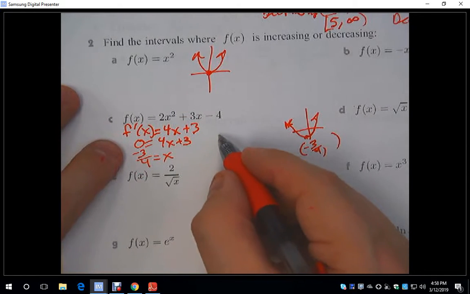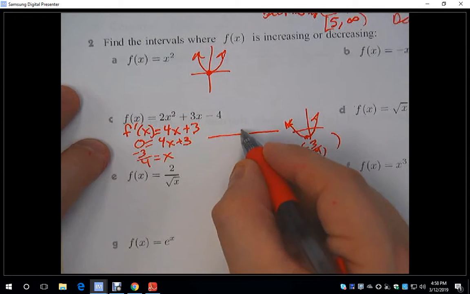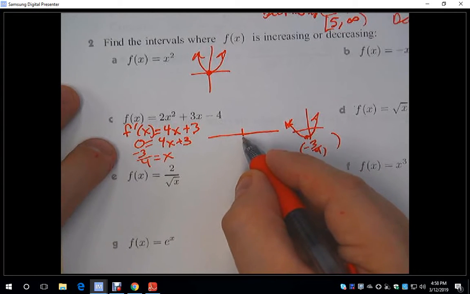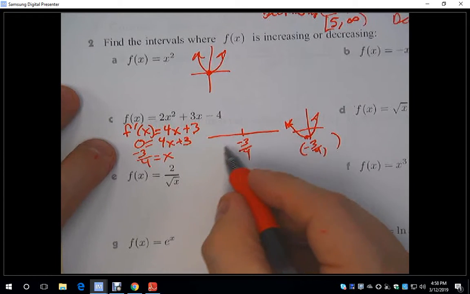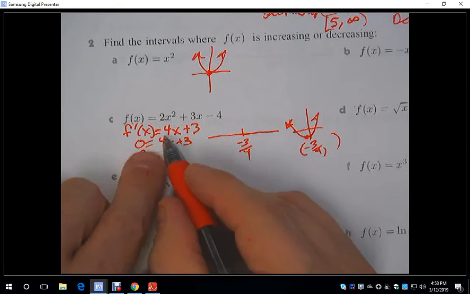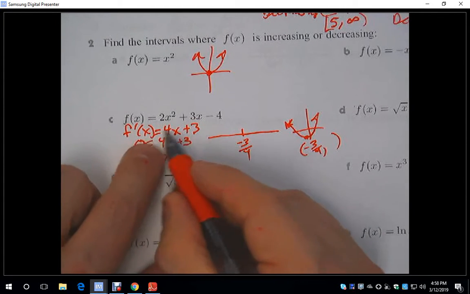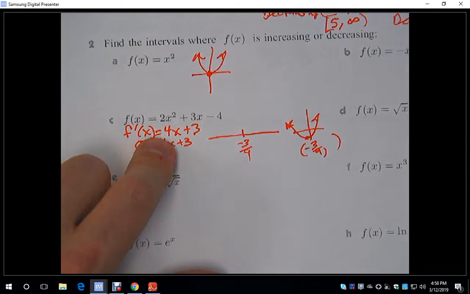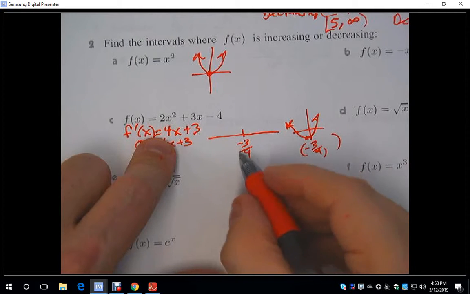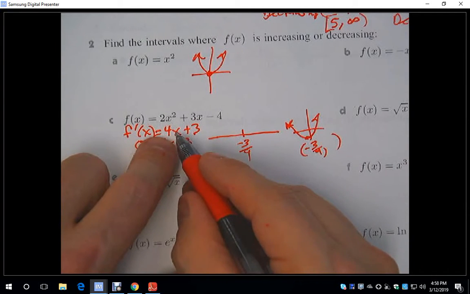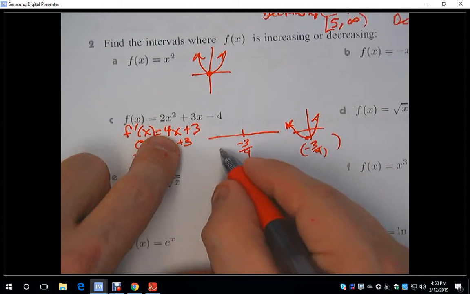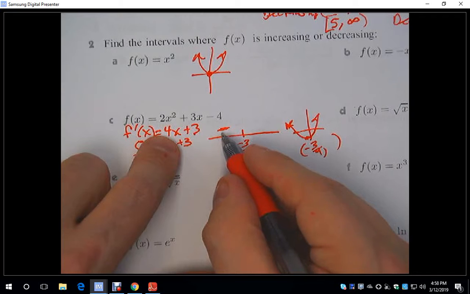So I'm going to do what's called a sign diagram, and I want to figure out whether the slope is positive or negative on both sides of this stationary point at negative 3/4. So I'm going to find some value here, say negative 10, and plug it into my derivative function because I want to know what the slope is on the left-hand side of this turning point, my vertex. So let's do negative 10. I have 4 times negative 10, that's negative 40. Negative 40 plus 3 is going to be negative 37, which is negative. So on this side, we have a negative slope. That makes sense.